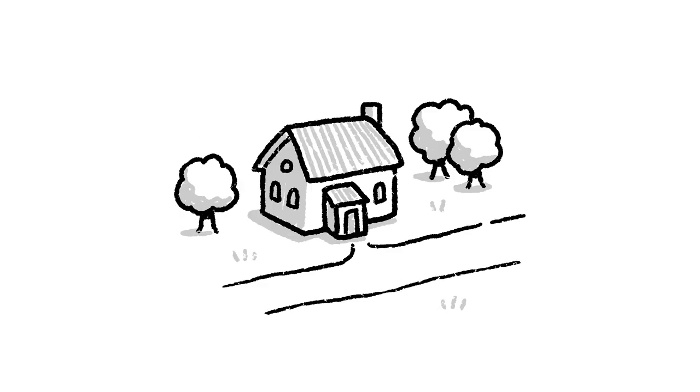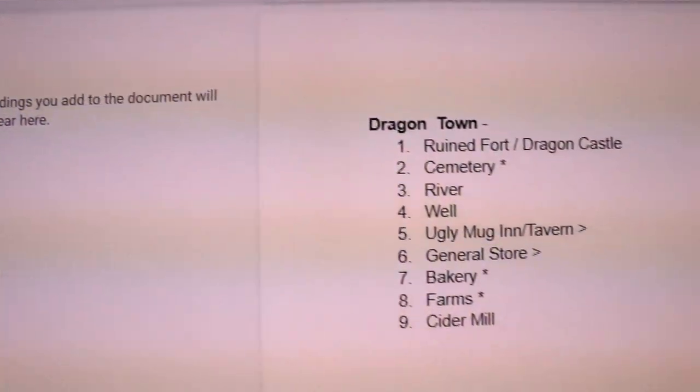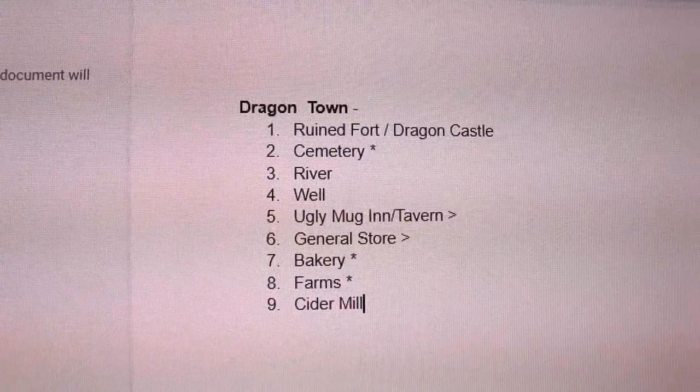I'm redrawing Dragon Town in an isometric perspective, and I'm bringing you along with me on the process so we can figure this out together. Okay, so the very first thing I do, regardless of what kind of map I'm drawing, is I always make a list of the important places in town, whether that's particular buildings or geographic locations. I just like to have an idea of all the places that must be drawn on this map.